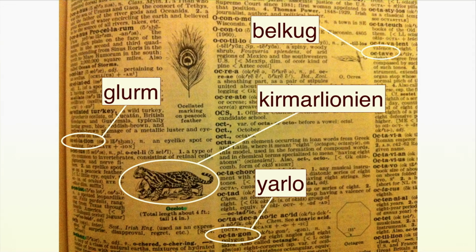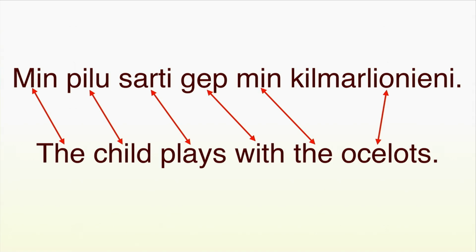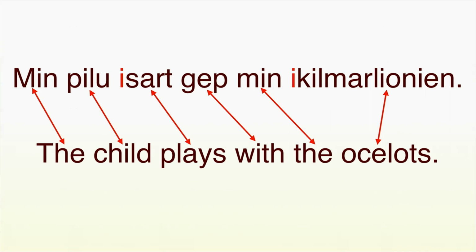Anyway, once you had enough of these words, you could put together sentences like this one, min pilu sarti gep min girmalioniani, which means, word for word, the child plays with the ocelots. And of course, if you wanted to be clever, you could take this suffix here that corresponds to the S in English and move it to the front of the word, and after you've done that, you will have created the most obnoxious way to speak the English language ever.